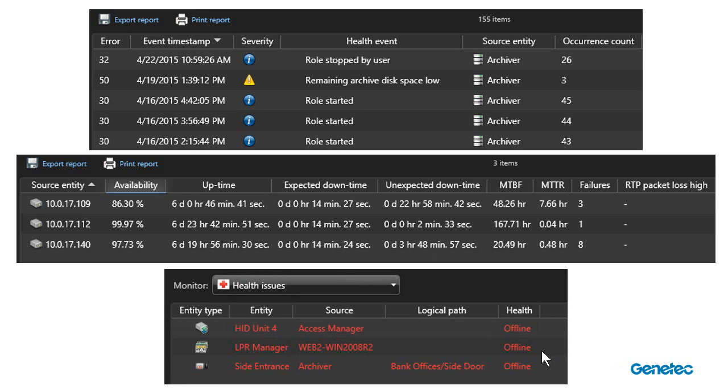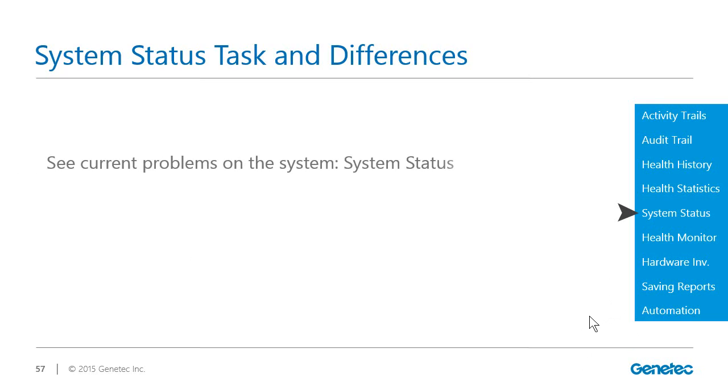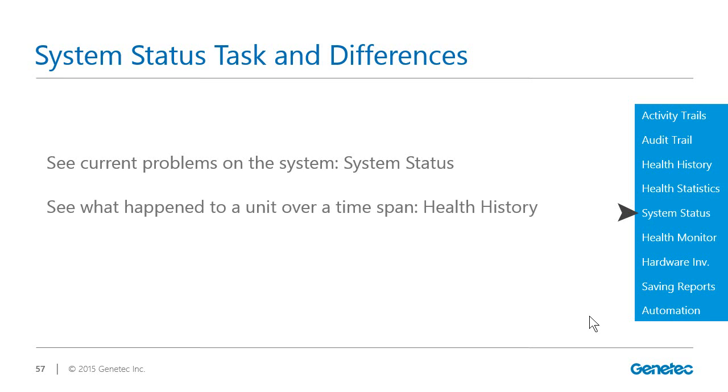And like we just saw, the health issues system status report is giving us a real-time report of the current problems on the system at the present time. So the report here that we would select really depends on what kind of information we're looking for. If we need to see the current problems on the system, we would check the system status report. If we need to see what has specifically happened to a unit over a time frame, we would want to check the health history report.